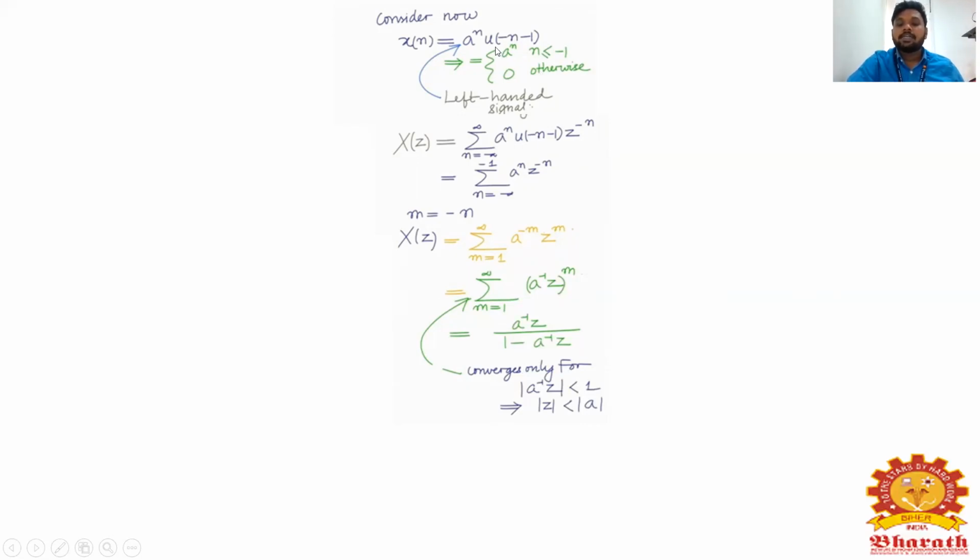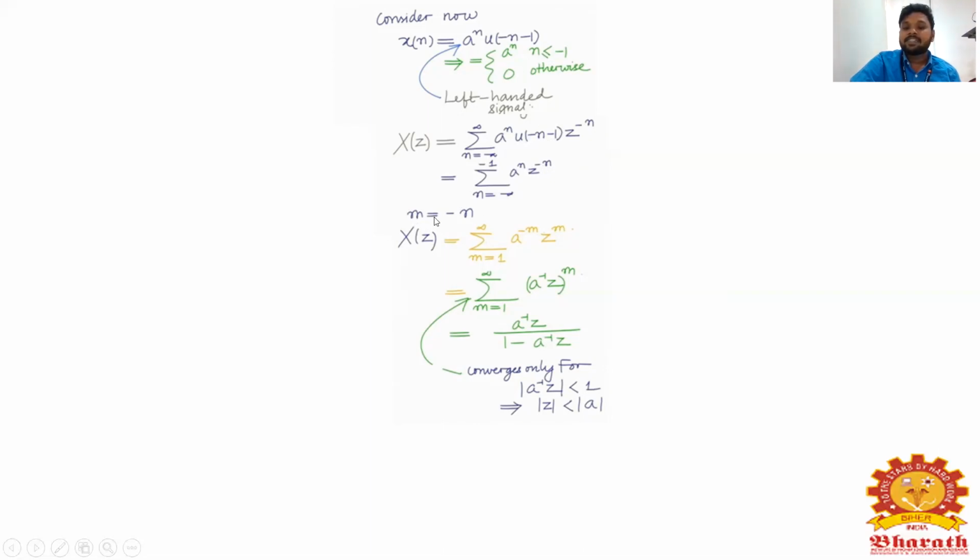So what we have done here means, in x of n, we have considered a power n u of minus n minus 1. For this, the condition is n less than or equal to minus 1, so this is a left hand signal. If I substitute in the Z transform formula, I will get summation n is equal to minus infinity to infinity a power n u of minus n minus 1 z power minus n. For this, we change the range to n is equal to minus infinity to minus 1, because for the discrete unit step u of minus n minus 1, the value is 1 for the range minus infinity to minus 1. So the unit step will become 1 and the remaining term is z power minus n.